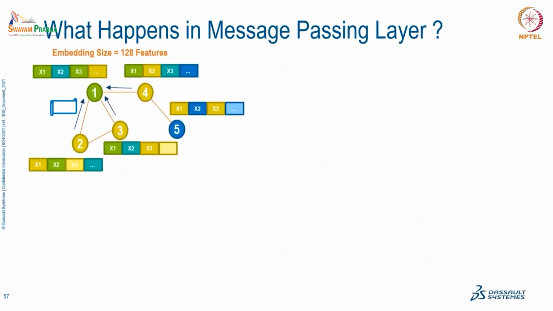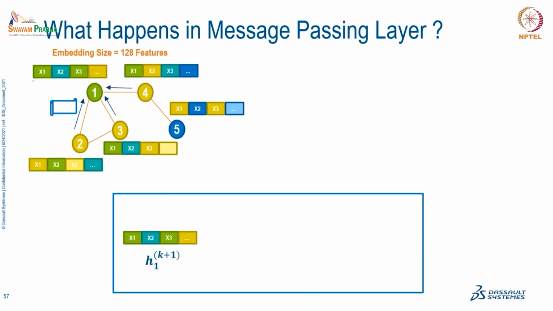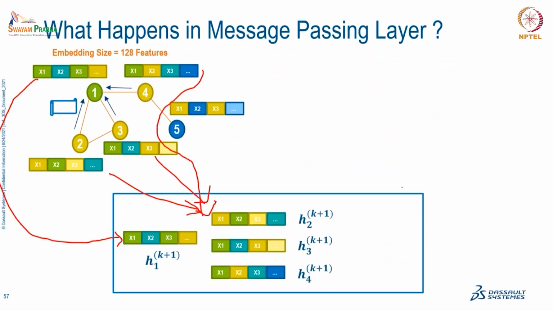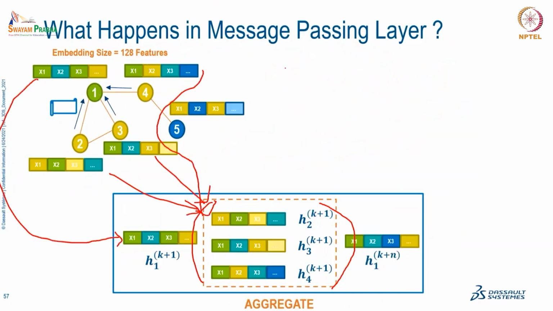For the second layer, the output from the first layer we'll use as the input. Now it's the same thing. We'll take this target node's feature, we'll take its neighbors' features, and we'll aggregate the neighbors' feature vectors. And what we'll get is the output of the second layer. So if you see this, now there is something blue here. The color is just for your reference.